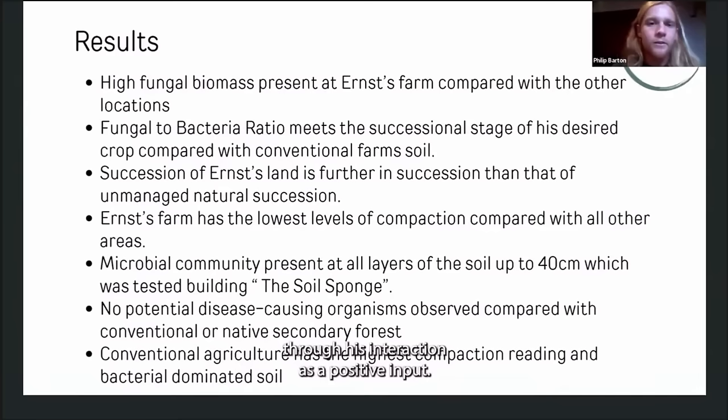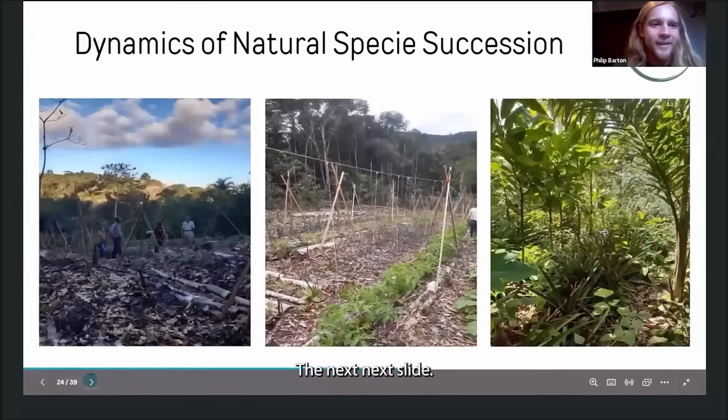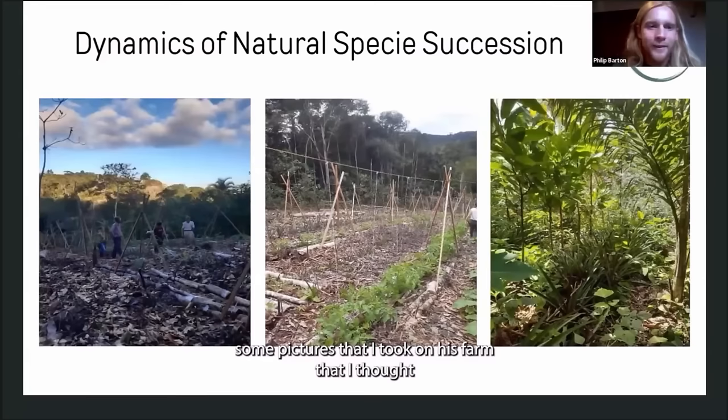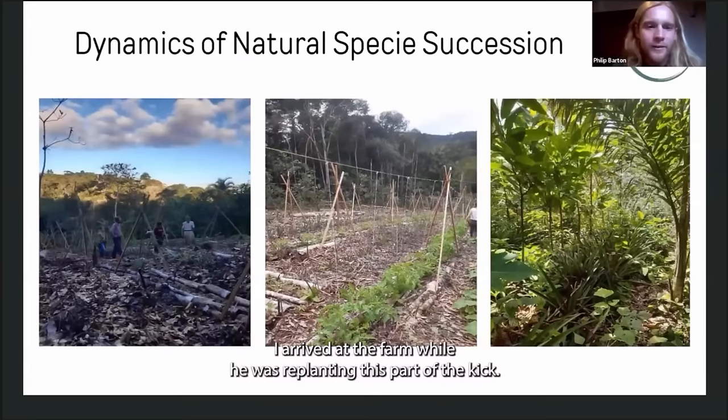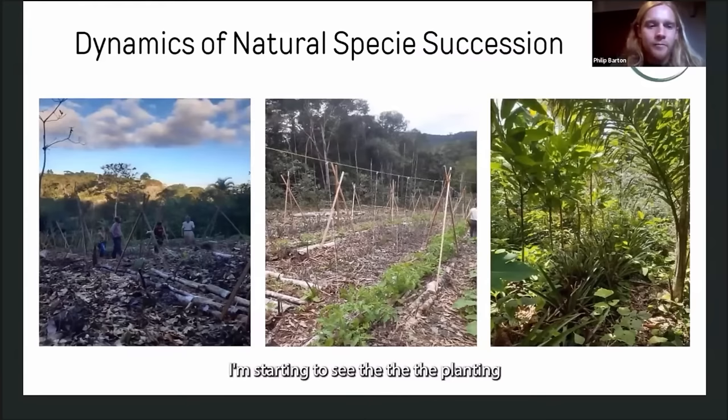The next slide. These were some pictures that I took at Ernest Farm that I thought were quite interesting, especially when we think about the soil food web techniques. The dynamics of natural species succession. I arrived at the farm while he was replanting this part of the cacao farm. He's starting the planting with species and species succession of using annuals.